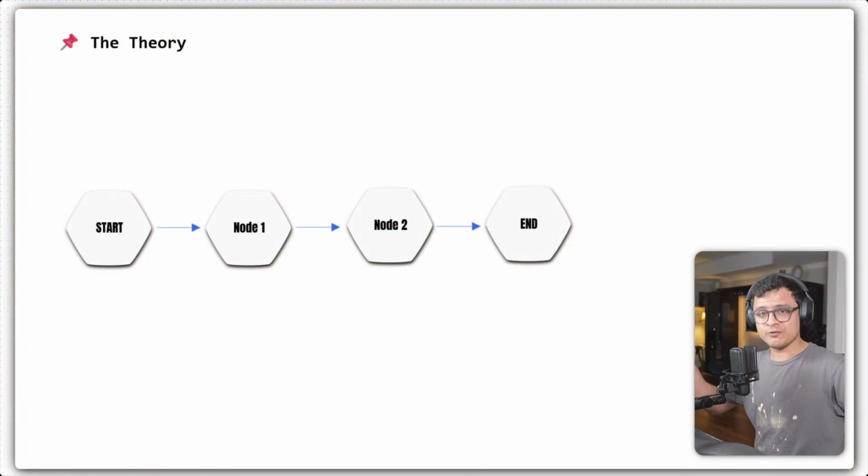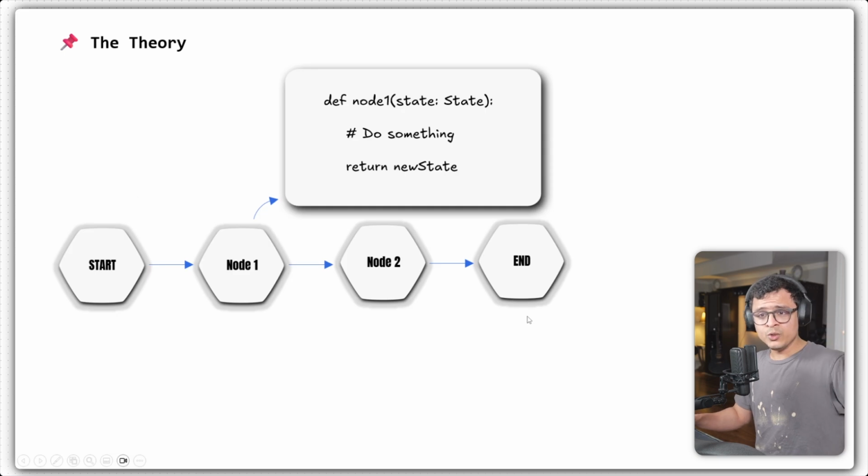LangGraph is a graph. All it is, is a bunch of nodes connected to each other. That's pretty much what it is. Start, node 1, node 2, end. What is a node? Every node is just a function with one rule: it needs to take something called a state. Think of state as an object. It takes a state, does something with the state, and then returns a new state. As simple as that.